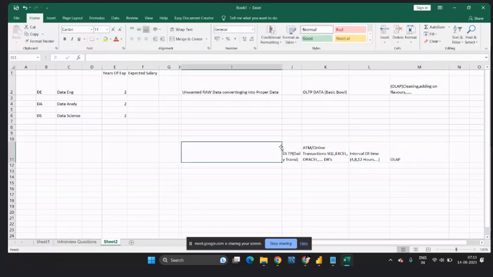Data will load from OLTP to OLAP. It means whatever we are doing in online transactions or offline transactions, each and every day they keep on moving from one data source to another data source.